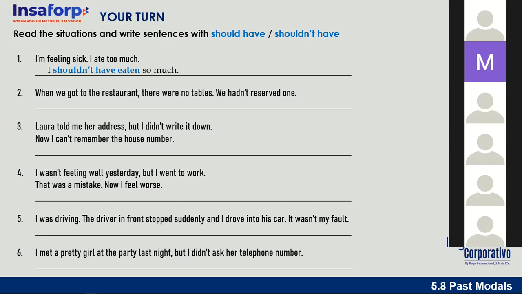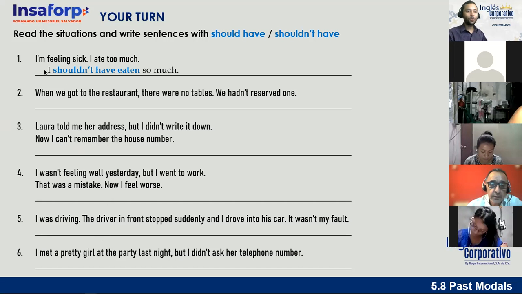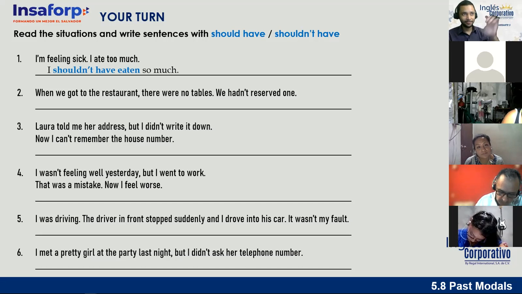Okay, everybody, let's continue. So there's number one, I'm feeling sick. I ate too much. I shouldn't have eaten so much. Number two, when we got to the restaurant, there were no tables. We hadn't reserved one. Volunteer, please.